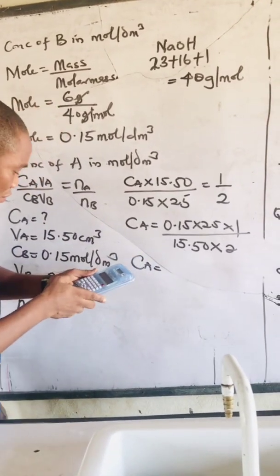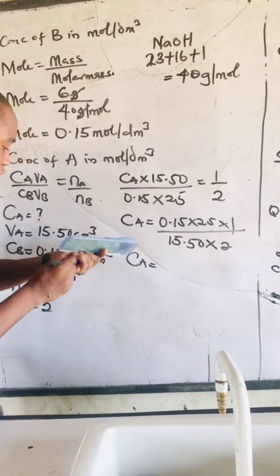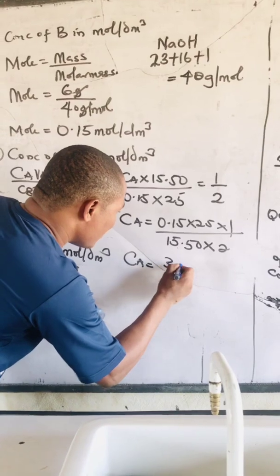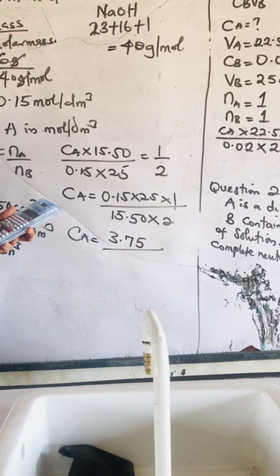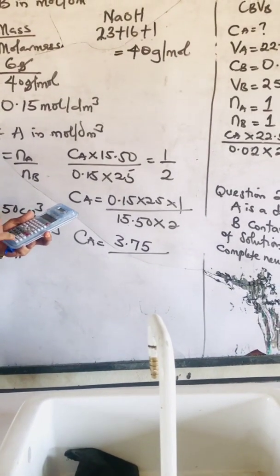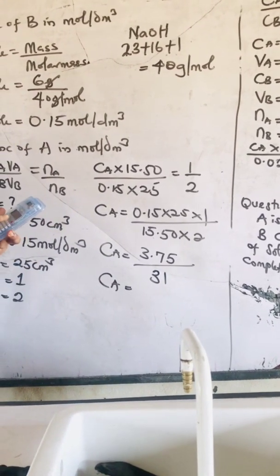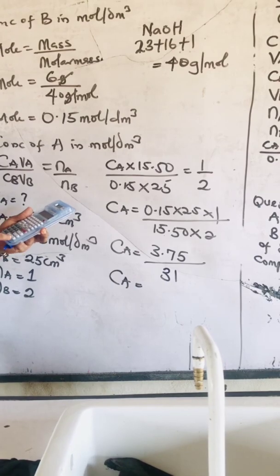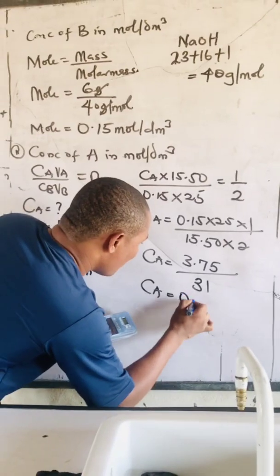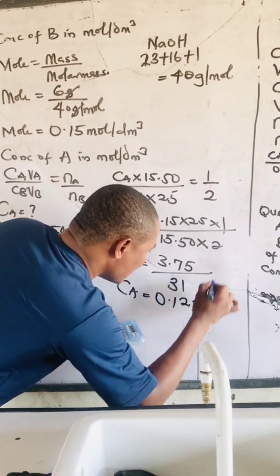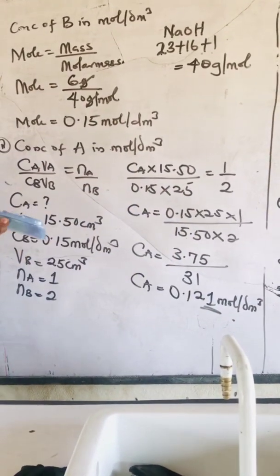So our Ca becomes very fast 0.15 times 25, that will give us 3.75, over 15.50 times 2, which is 31. Please, you have to be very careful when you are actually calculating. So our Ca becomes 3.75 divided by 31, so we have 0.121 approximately. Can you see that? It's very easy.